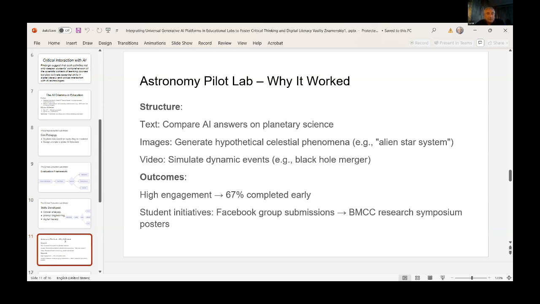So now we made an astronomy pilot lab. Why did it work? Structured text. We compare AI answers on planetary science text. It works on the level of text. Then it works on the level of images. The students generate hypothetical celestial phenomena, alien stars, alien people, and so on. And video. Students simulate dynamic events, for example, black holes.